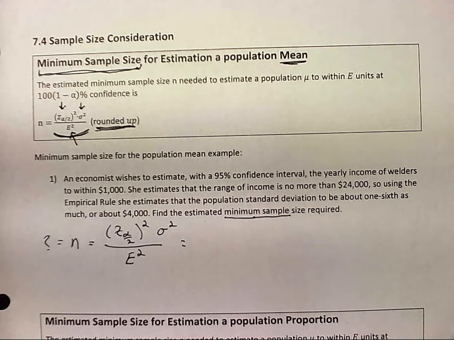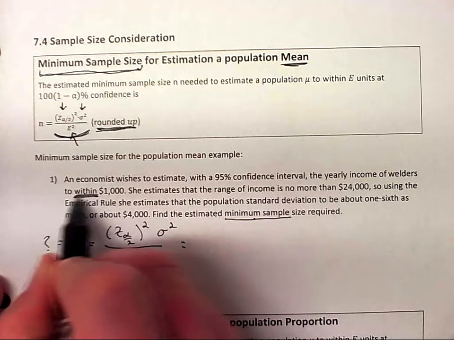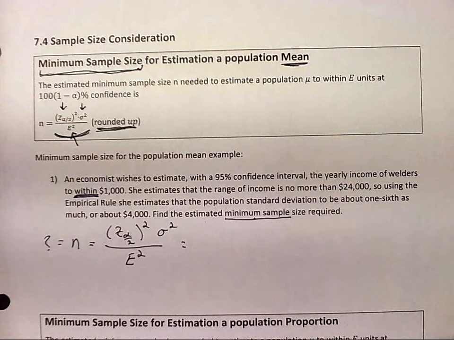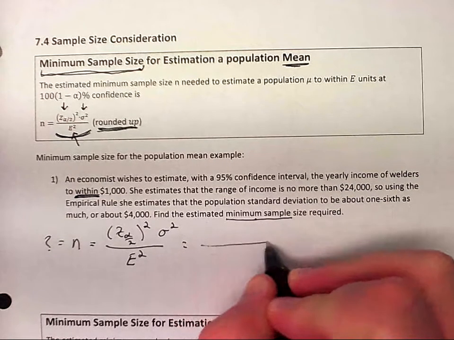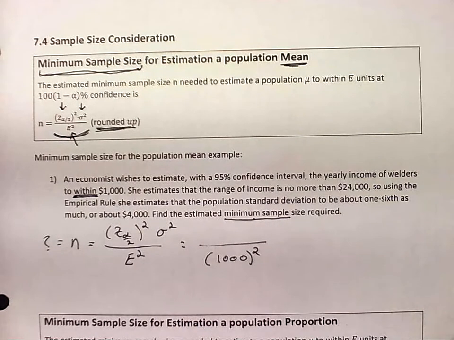First thing that we want to know is, well, any one of these symbols right here. What's our margin of error? Let's start in the denominator. Our margin of error is 1,000. And how did you get that? Because it says the yearly income of welders to within 1,000. This within number right here is usually your telltale sign that whatever comes after it is your margin of error. So we know that our margin of error is 1,000, and we want to have our margin of error squared, so therefore we're going to have 1,000 squared. Everybody good with why that's 1,000?